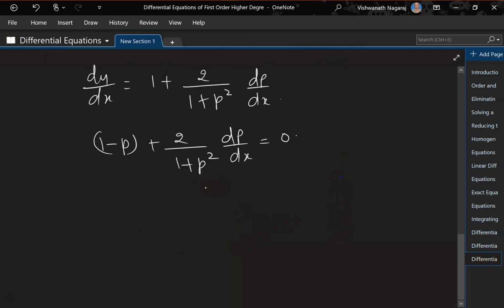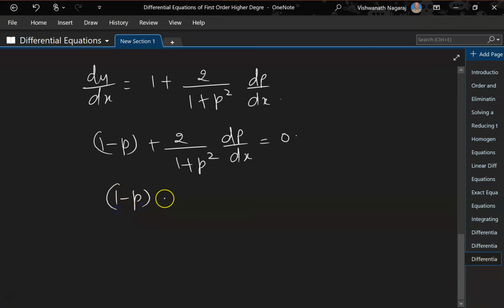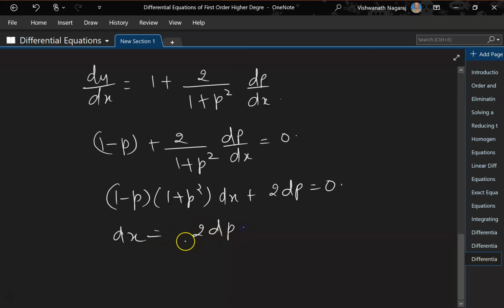So we get 1 minus p plus 2 by 1 plus p square dp by dx equal to 0. Now let's separate the variables. So we get 1 minus p times 1 plus p square dx plus 2 dp equal to 0. And now take the rest except dx to the other side, so 2 dp minus 2 dp by 1 minus p times 1 plus p square.